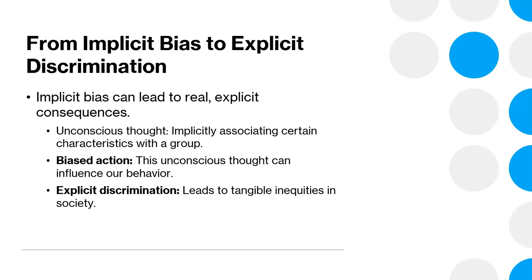An unconscious thought or an action can influence a biased action. For example, if a hiring manager has an implicit bias that associates certain names with a lack of professionalism, they might unintentionally dismiss a resume with that name. And over time, these small actions can build up to create large-scale inequalities and lead to explicit discrimination in our society, impacting things like hiring, housing, and access to resources.